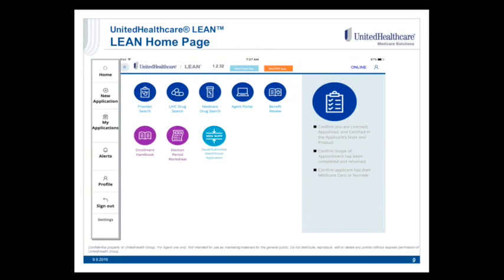On this page, when I click the Home button, it opens up everything that you can do in Lien: get a new application, look at my applications, your alerts, your profile, and that's where you would sign out. It also gives you a message. You want to confirm that you're licensed, appointed, and certified in the state and product, confirm that you have a scope of appointment, and confirm that you have a Medicare number.